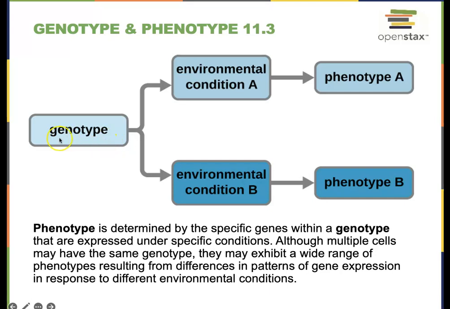So the lesson here is the genotype is the genes you have in your DNA. It's the order of the A, T, C's, and G's. And then the phenotype is the expression of the genes. So what genes are being used, how much of the proteins are being made, which proteins are being made, things like that.